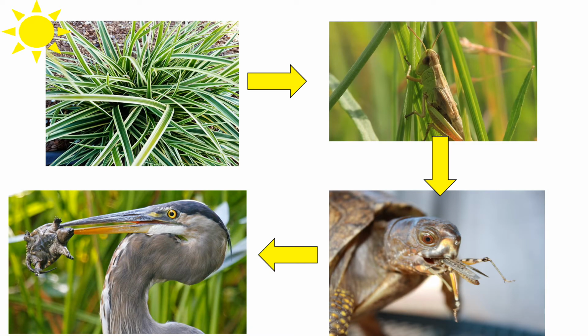Look at this picture. First of all, the sedge grass gets energy from the sun. Then the grasshoppers will eat the grass. Then the turtles will eat the grasshoppers. Then the bald eagles will eat the turtles. This shows how organisms depend on each other and how they take the energy from each other.